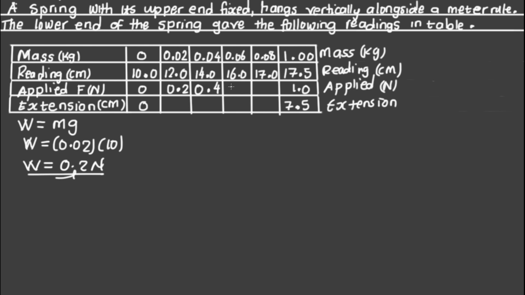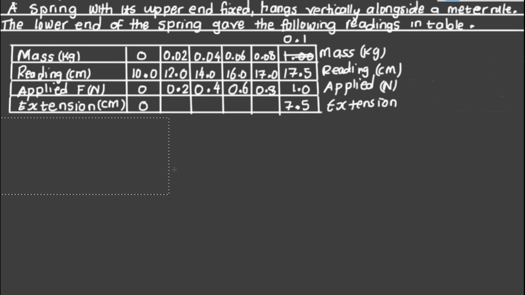0.06 multiplied by 10 will give us 0.6. Then 0.08 multiplied by 10 will give us 0.8. Then this should be, sure it should be an error, this should be 0.1. So 0.1 multiplied by 10 will give us 1.0. So that's what we are supposed to do when trying to fill up the spaces for the applied force.